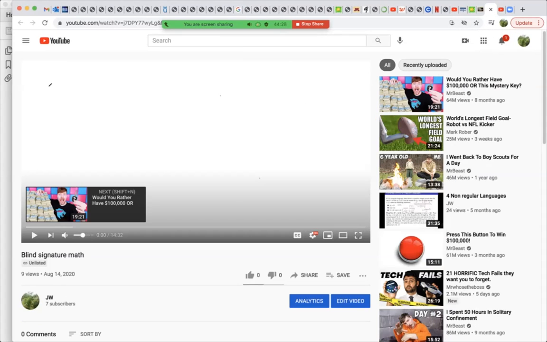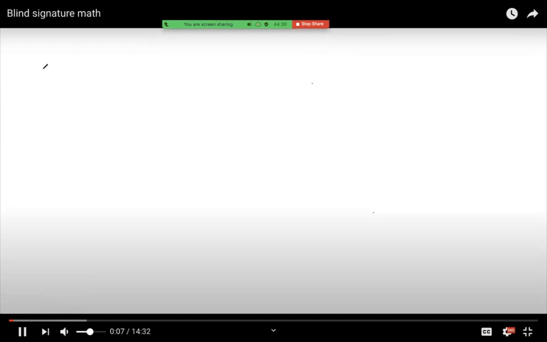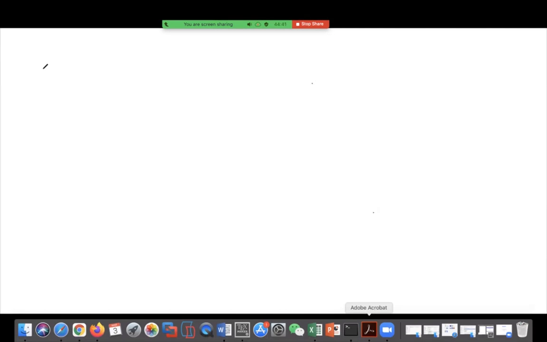So what I am going to show you here on the whiteboard is how to remove a blind factor using RSA. To make things easier, I assume that I have a signer.